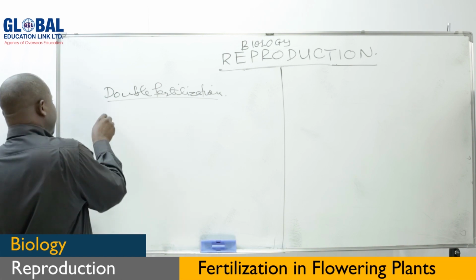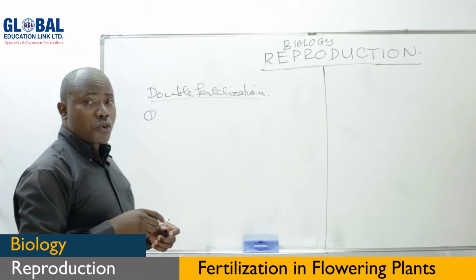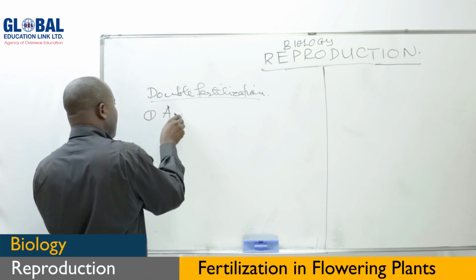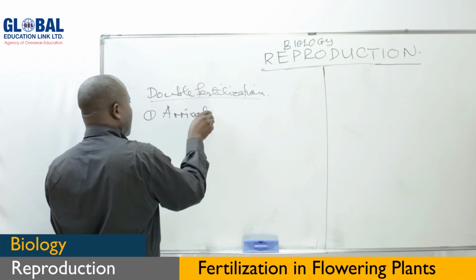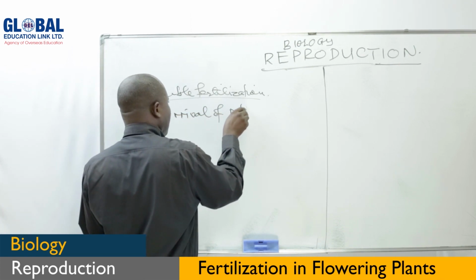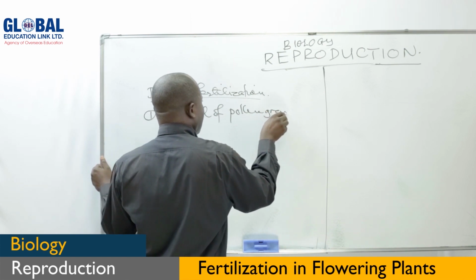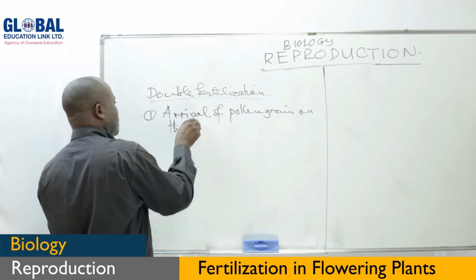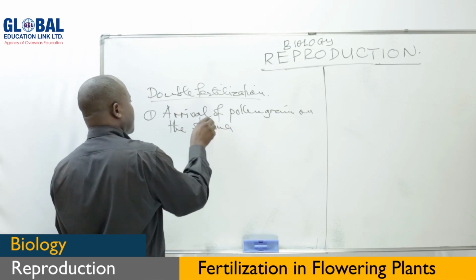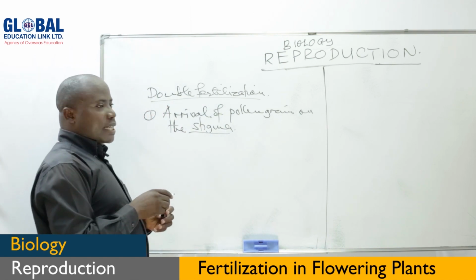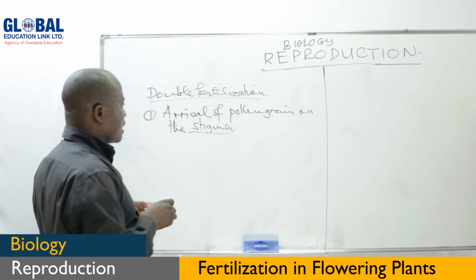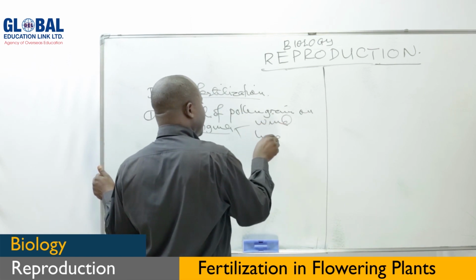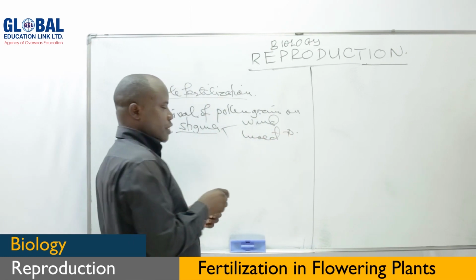For instance, the first aspect here that will enable you to respond to this question is the arrival of pollen on the stigma. Here, the pollen grains must arrive on the stigma either by wind or by insect, that is pollination.